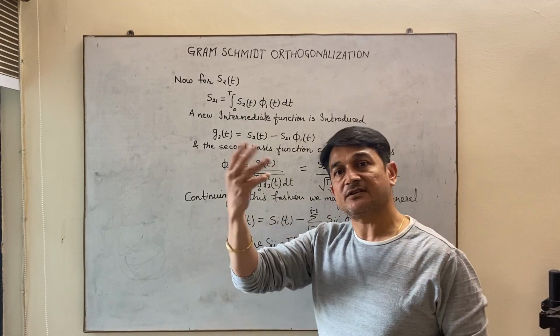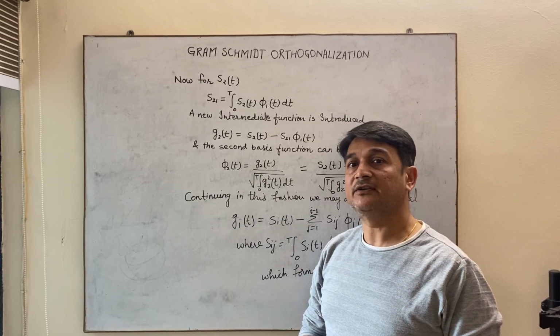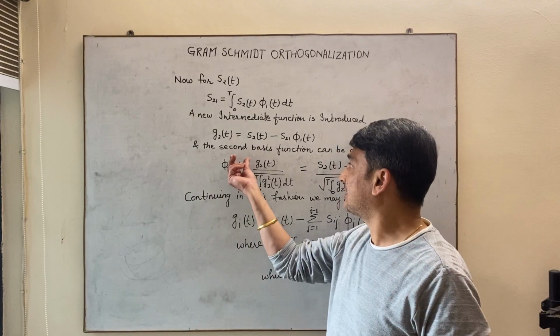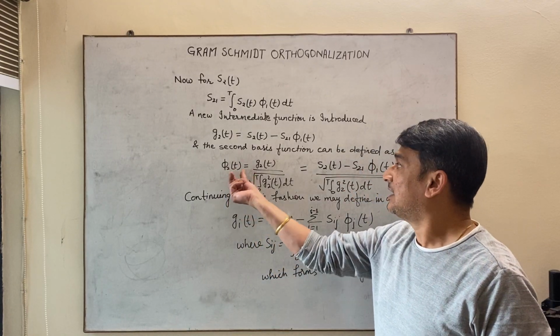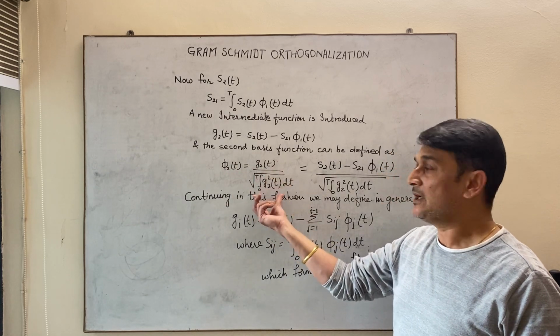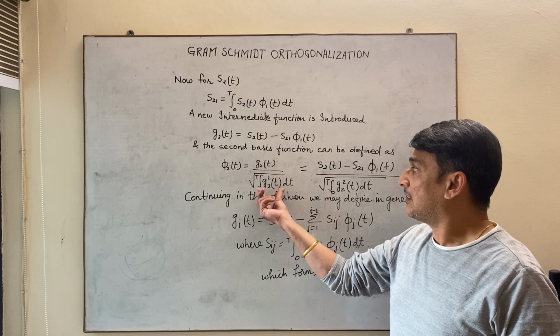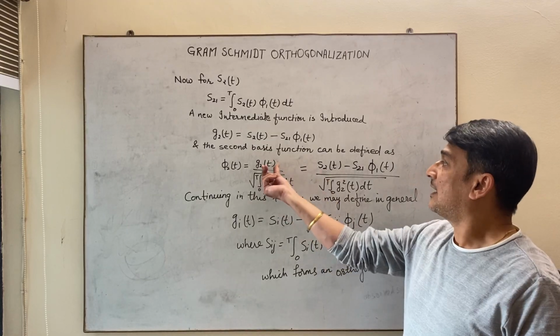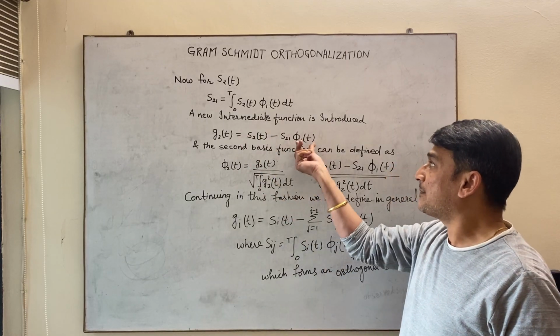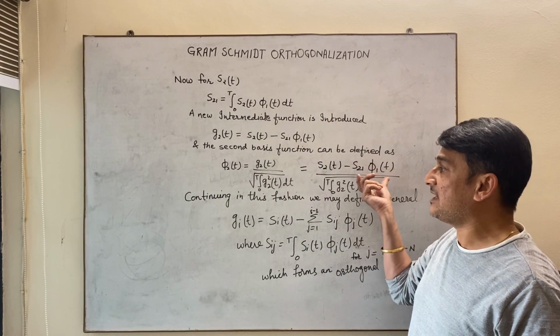In the first case S1(t), we defined the first basis function phi1(t). Now we will define the second basis function phi2(t). This phi2(t) is equal to G2(t) upon the square root of the integration from 0 to T of G2 square (t) dt. Again, G2(t) can be written as S2(t) minus S21 phi1(t).